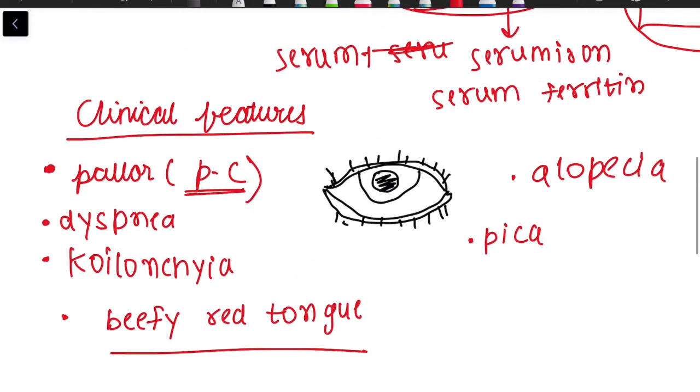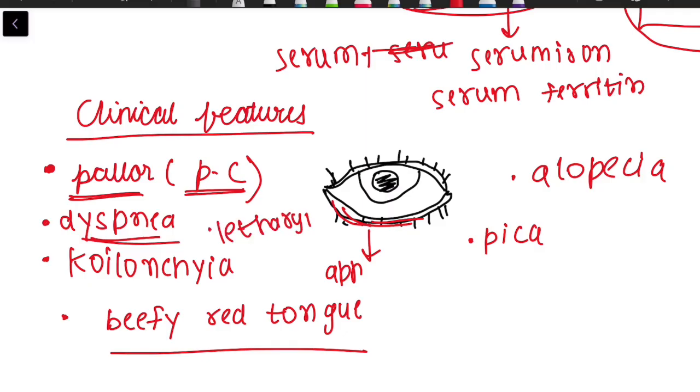Now if I talk about the clinical features, then first and the most common clinical feature is pallor. Basically what we do is examine the palpebral conjunctiva of the patient. We lower the eyelids of the patient, and we ask the patient to look upwards, and it appears pale in a patient of iron deficiency anemia. Also, such patients may present with dyspnea, that they are not able to breathe more, they are feeling lethargic. This is also a very common symptom.